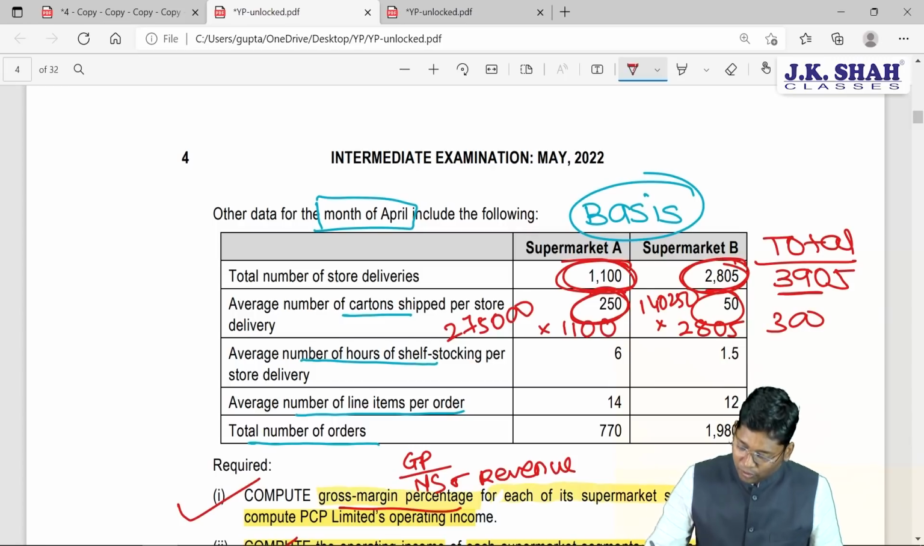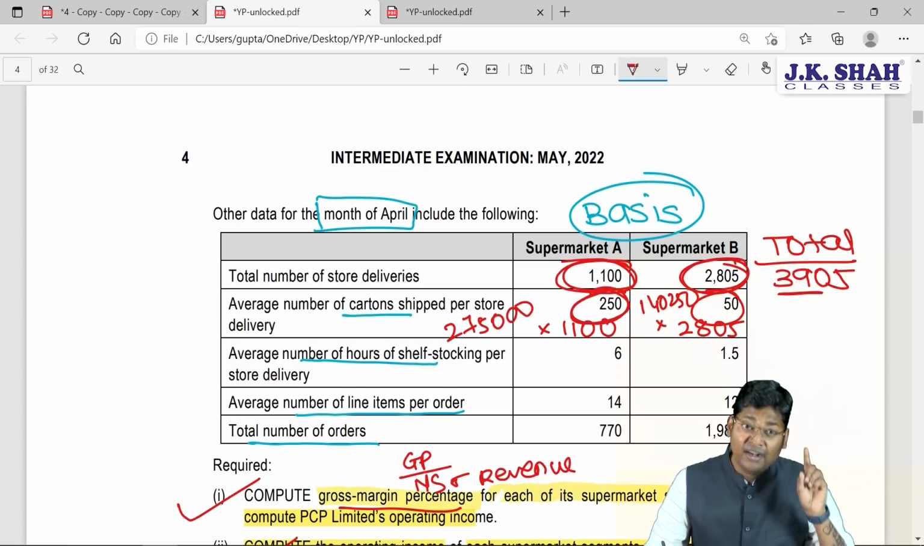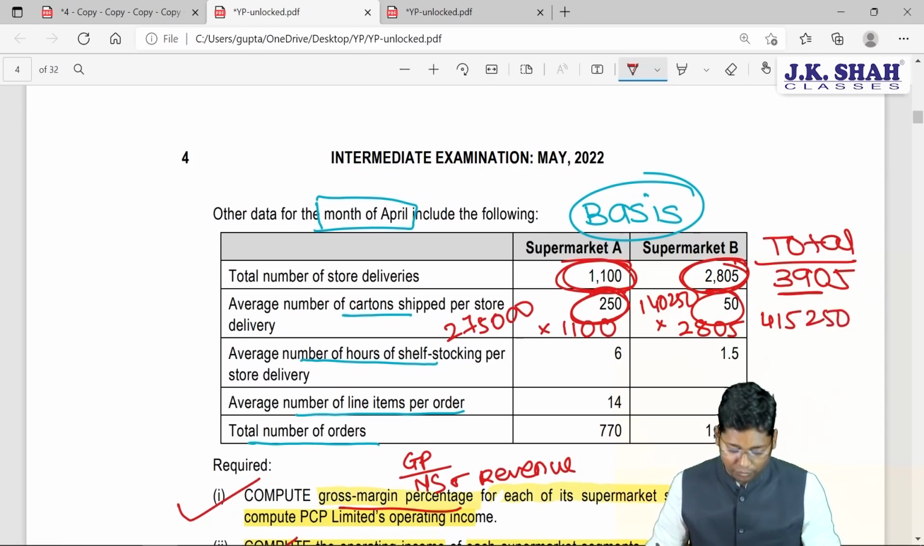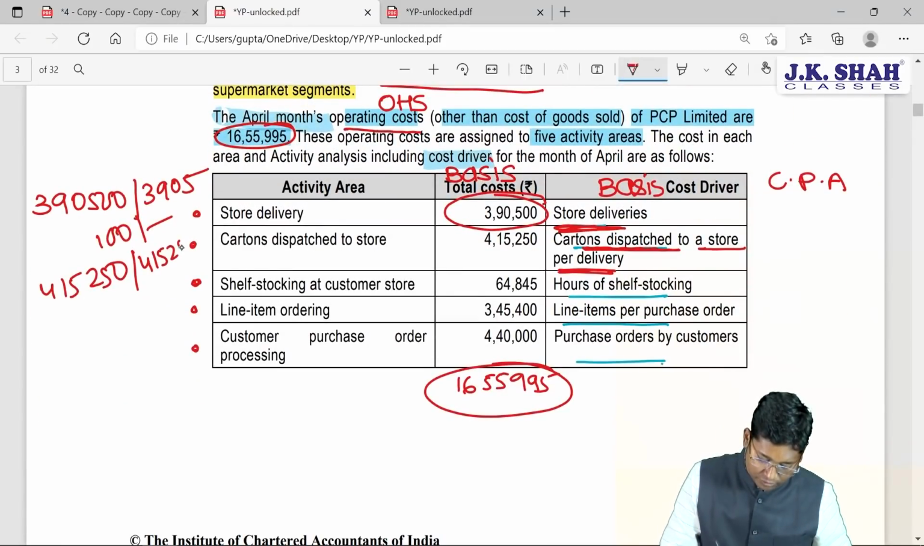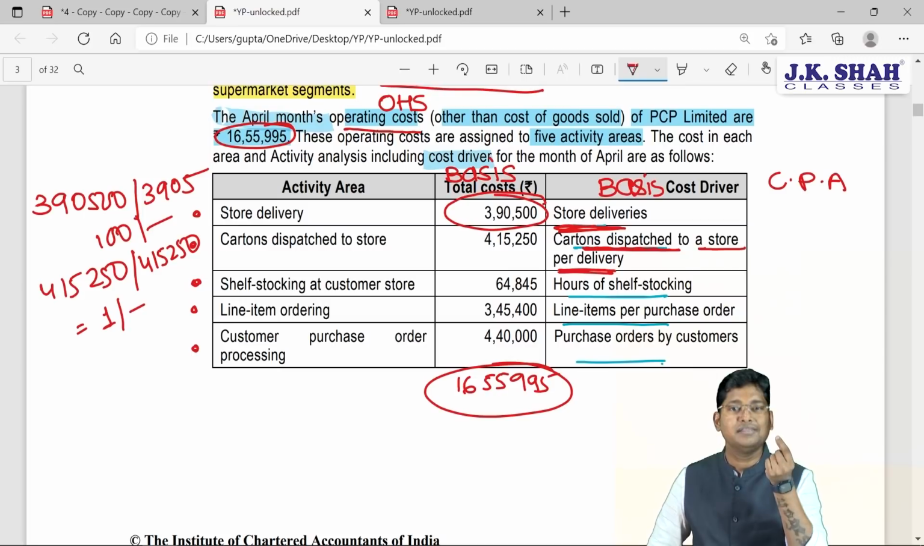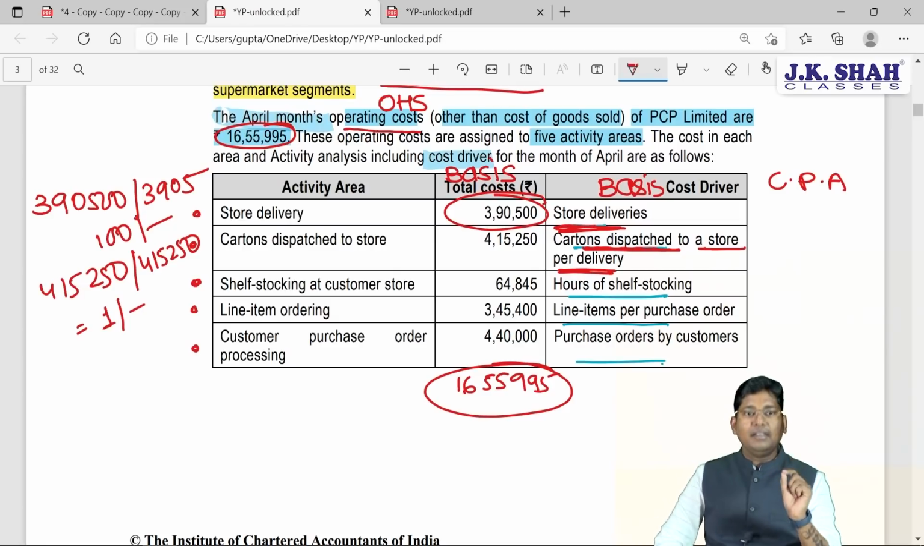Now if you want to calculate total cartons, how to calculate total cartons? It's 140,250 plus 2,75,000. So total cartons required for all the deliveries amount to 4,15,250. 4,15,250 divided by 4,15,250. So you can analyze and conclude here that 1 rupee is the cost needed for every dispatch. 1 rupee is the carton cost which is needed for every dispatch.